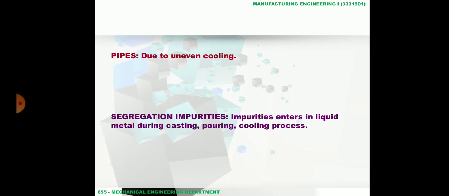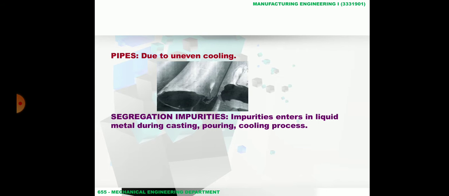Pipes are another type of defect in the rolling process, due to uneven cooling. In this type of defect, the edges of the rolled sheet or pipes become dull or burnt or tear from the edges. So this type of defect is known as pipes, and the reason behind it is uneven cooling.